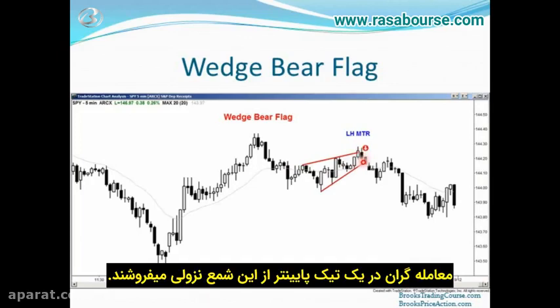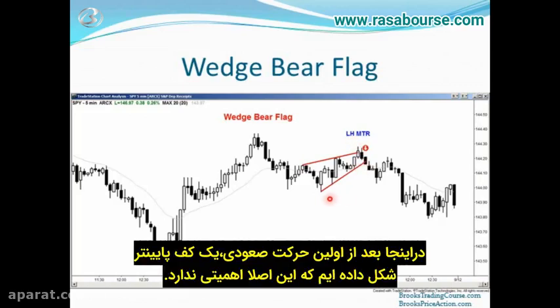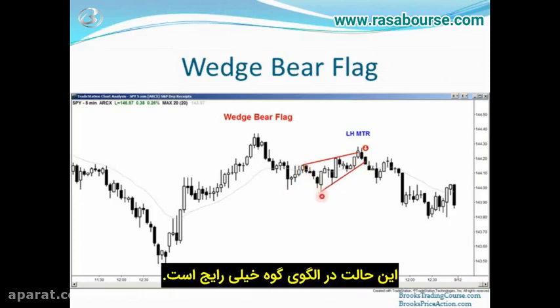So traders will short one tick below the low of that bear bar, looking for a lower high major trend reversal. It does not matter that after this first push up, we got a new low. That's very common in wedge patterns.